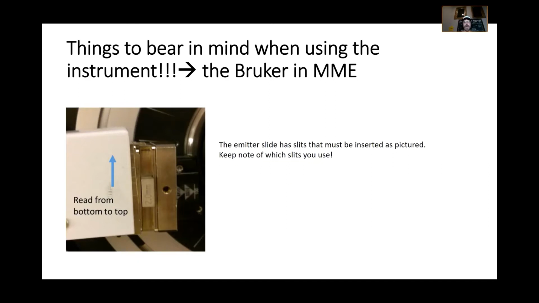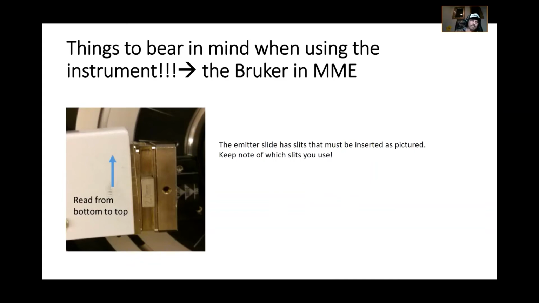Kind of things to bear in mind when using the instrument, and by the instrument I mean the Bruker and MME. The emitter side has these slits which must be inserted as pictured, and so you read from the bottom up. And you want to keep note of which slits you use. Before the days of Lubchenco, I was running the equipment, and so several times I've had students basically tell me they can't repeat their data, and I'm like, well, what slits did you use when you ran your instrument? That would be the number one question I would ask, and they wouldn't be able to tell me. And so you always want to take note of your machine parameters.